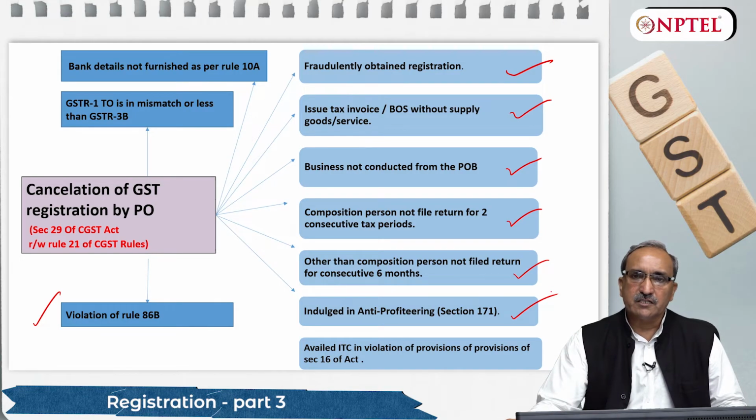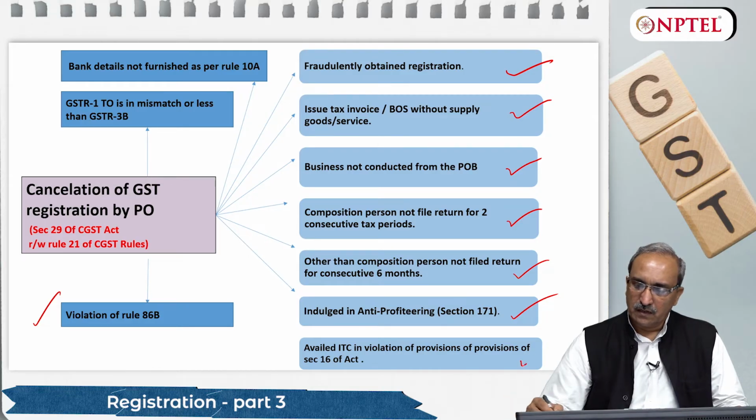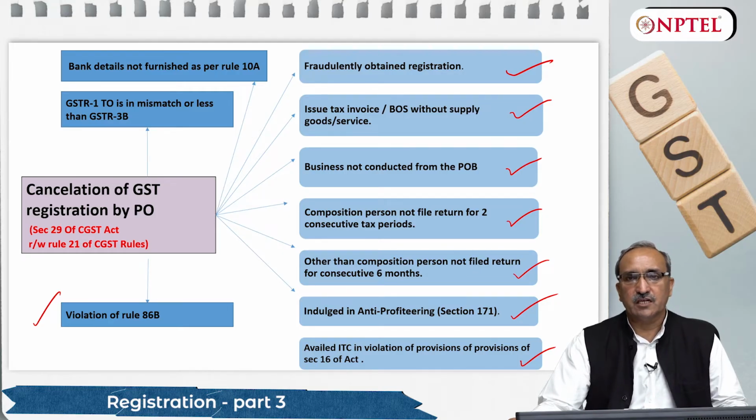If any businessman indulges in profiteering under the anti-profiteering clause, Section 171 of the CGST Act, means if any business house is generating undue profit from the transactions, his registration is supposed to be cancelled. Lastly, if a person is availing ITC under Section 16 in violation of the provisions of the law, his registration is supposed to be cancelled by the department.